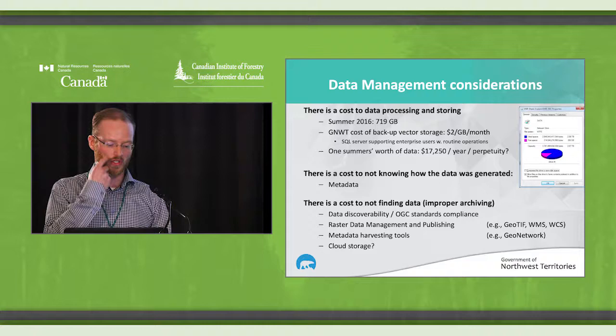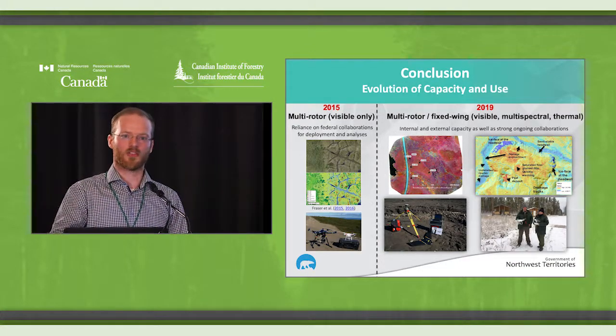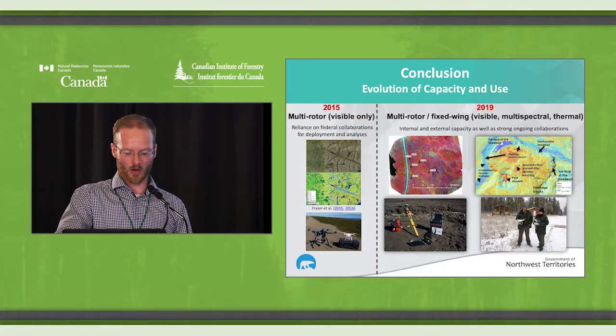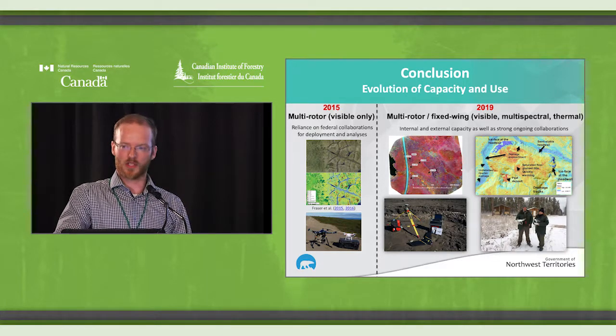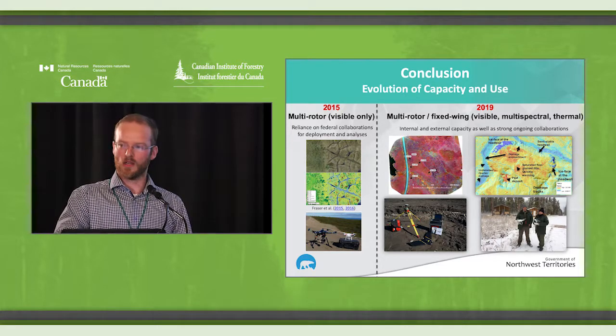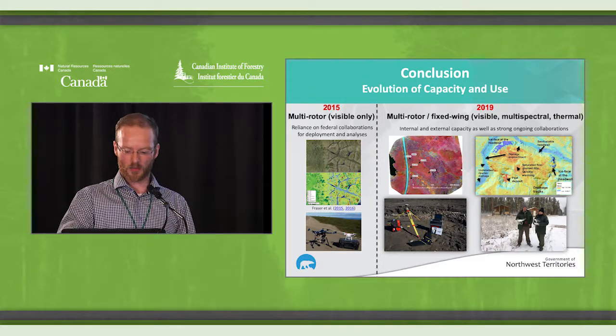So in terms of conclusion and evolution of use, I'm sure we follow a very similar trajectory as other organizations, starting out with low-cost, low-hanging fruit. Multi-rotors depend a lot on collaborations and analysis. And now, 2019, we have a wealth of sensors, a wealth of systems, a wealth of knowledge gained in the last couple of years, and have that internal and external capacity.